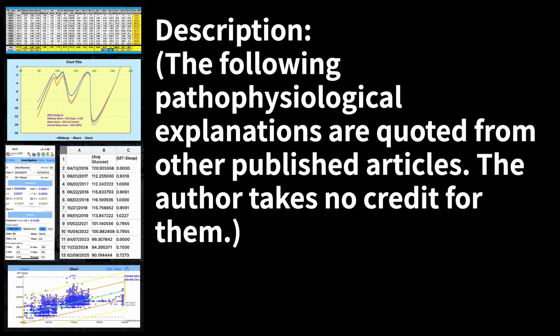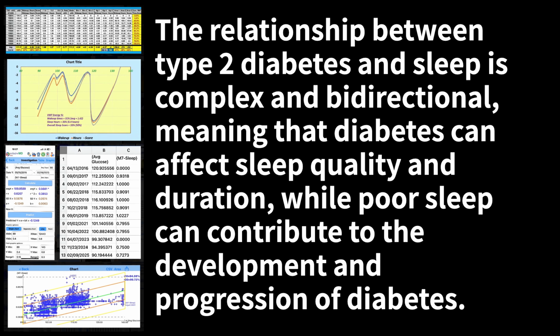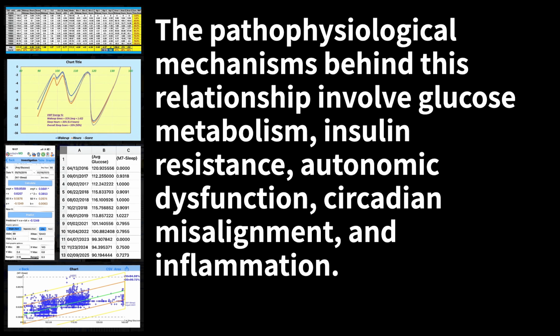Description. The following pathophysiological explanations are quoted from other published articles. The author takes no credit for them. Pathophysiological impact of diabetes on sleep. The relationship between type 2 diabetes and sleep is complex and bidirectional, meaning that diabetes can affect sleep quality and duration, while poor sleep can contribute to the development and progression of diabetes. The pathophysiological mechanisms behind this relationship involve glucose metabolism, insulin resistance, autonomic dysfunction, circadian misalignment, and inflammation.